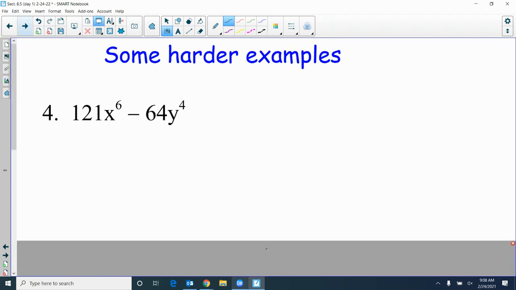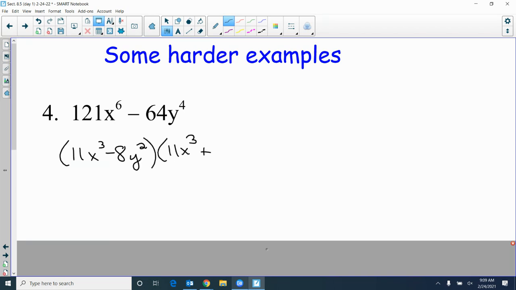All right, how about number 4? Now you're pretty familiar with the smaller perfect squares. How do you tell if a bigger number is a perfect square? You take the square root of it. So, Grant? Yep. 11x cubed minus 8y squared. Good. And 11x cubed plus 8y squared.